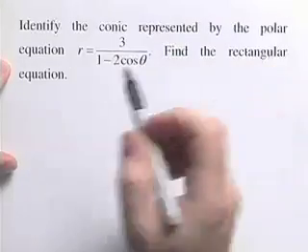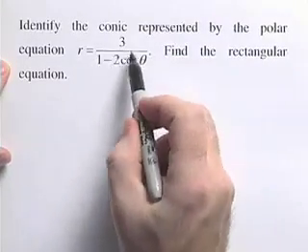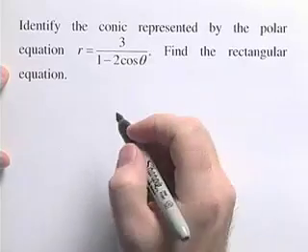Here we need to identify the conic represented by the given polar equation, and then we need to write the corresponding rectangular equation. We're given the equation r equals 3 divided by 1 minus 2 cosine theta.